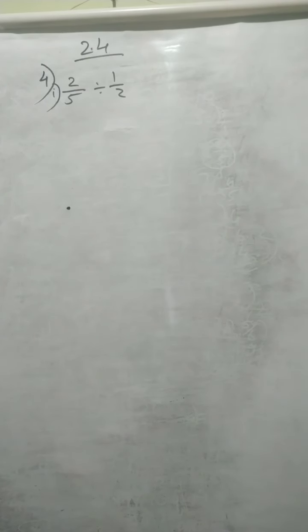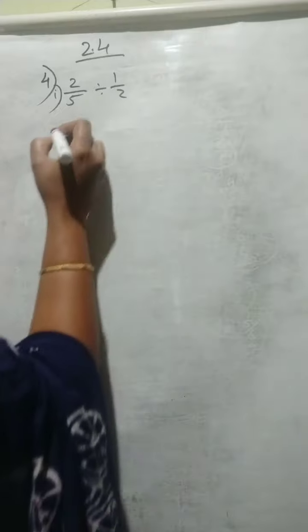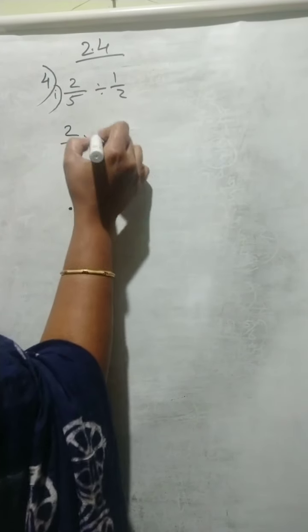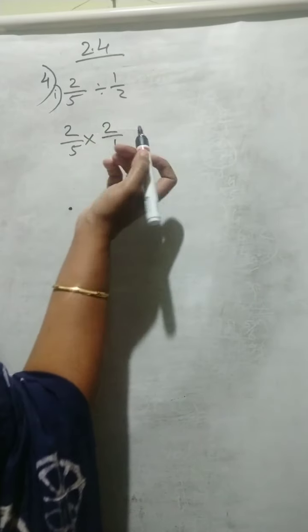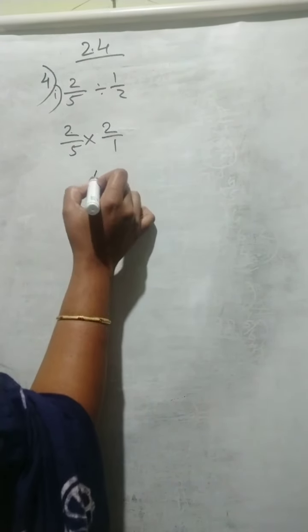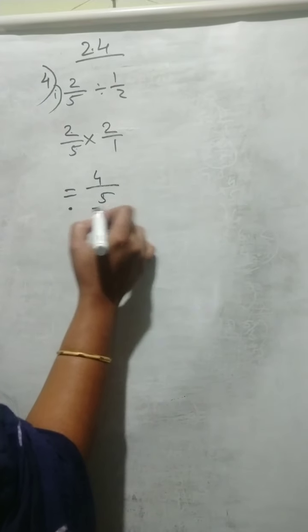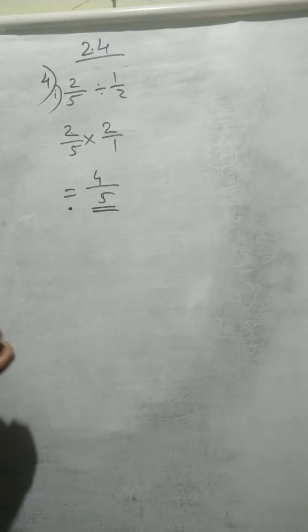Next group for division of fractions. That means dividing a fraction by another fraction. So 2 on 5 multiplied by the reciprocal of 1 on 2. That will be 2 on 1. We know that is 2 itself. So next step is 2 times 2, 4. 5 times 1, 5. Proper fraction. Numerator is smaller than the denominator. So write that one itself.